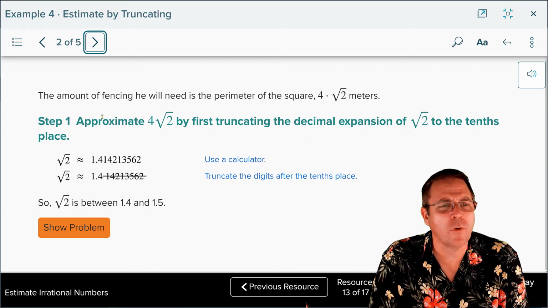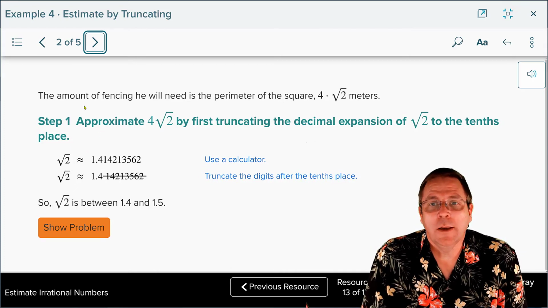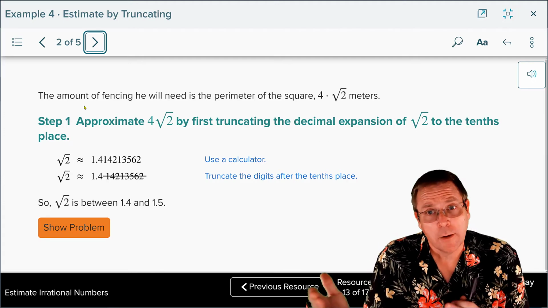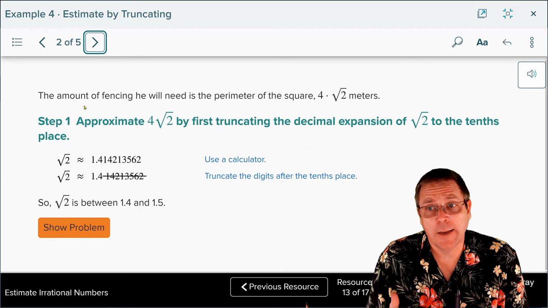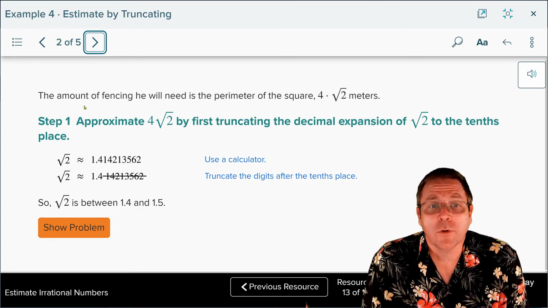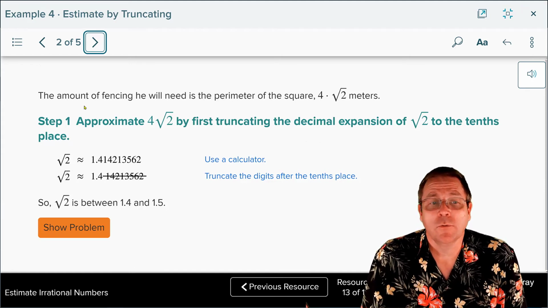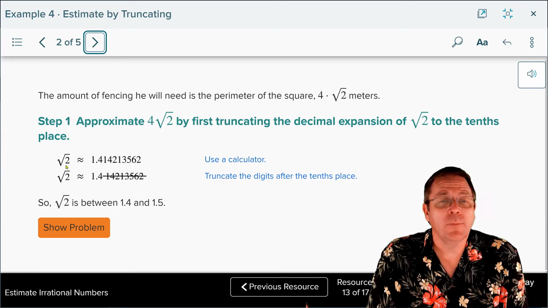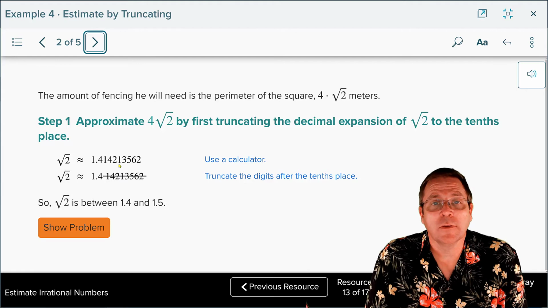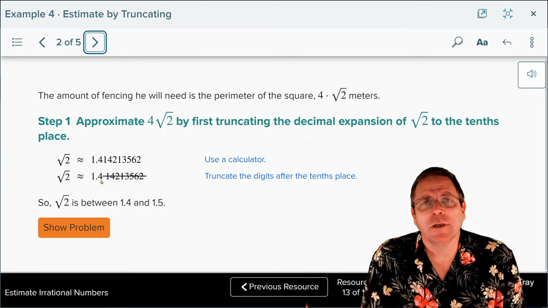We've done that before. Here you can see that the approximate amount of fencing he will need for the perimeter is going to be 4 times the square root of 2, because the square root of 2 is 1 side length and he has 4 sides. It says approximate 4 square root of 2 by first truncating the decimal expansion of the square root of 2 to the tenths. So they typed the square root of 2 into their calculator and it gave them all these pretty numbers, and then they said, we don't care about all those numbers. We're just going to go to the tenths place.